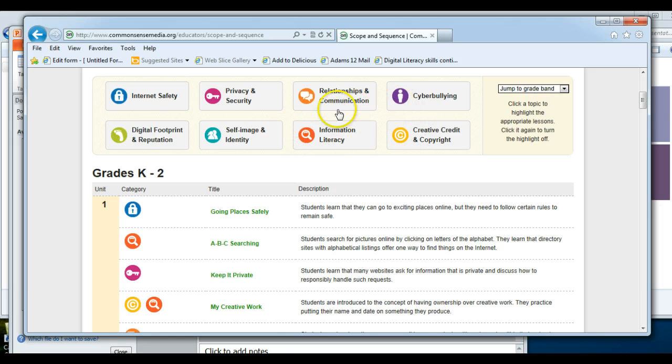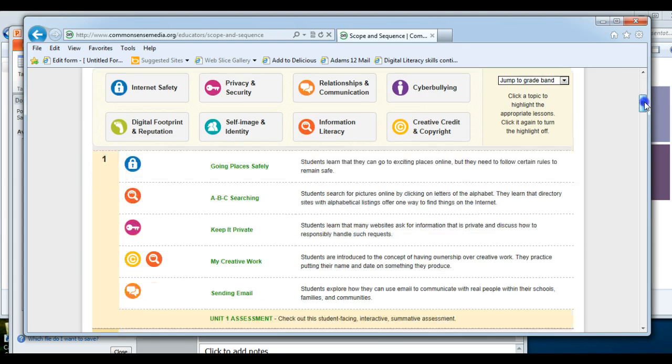You can see the other interesting topics that they have: internet safety, privacy and security, relationships and communication, cyberbullying, your digital footprint and reputation. All these things are really important for digital citizenship. But in relation to research, we're going to talk about these two.